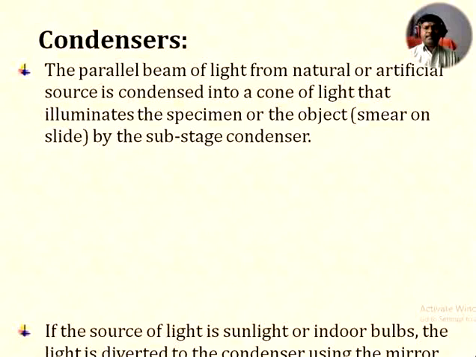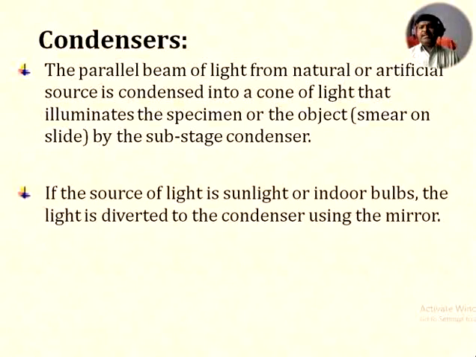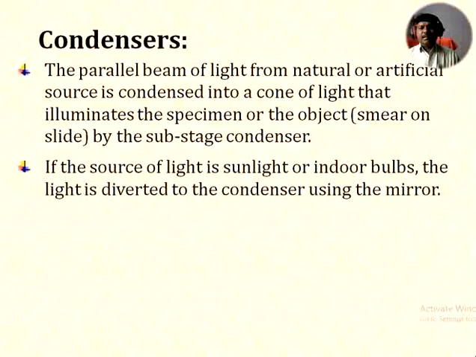If the source of light is sunlight or indoor bulbs, the light is diverted to the condenser using the mirror. That means in the case of a simple microscope in which the light source is a mirror, we have to set that mirror and collect the light, and that will divert towards the condenser. Okay.